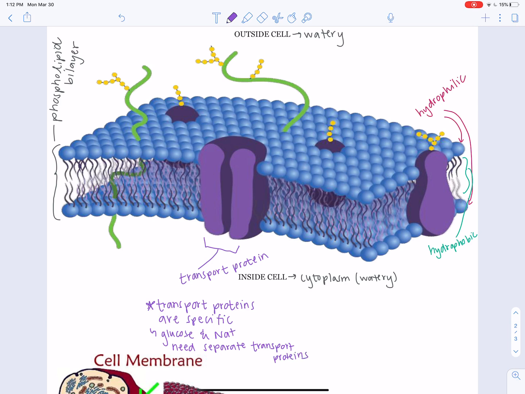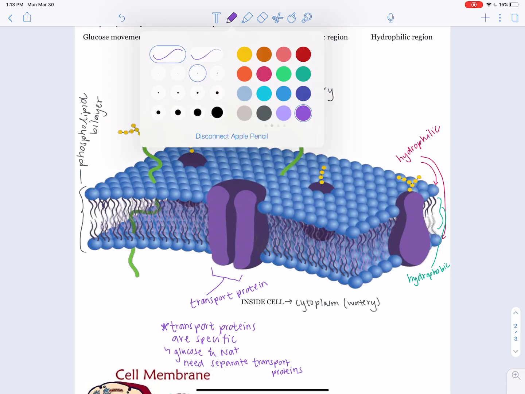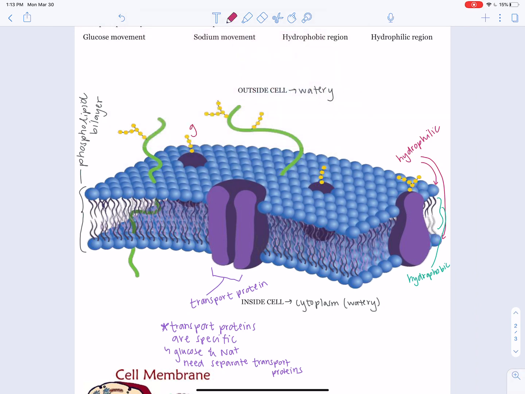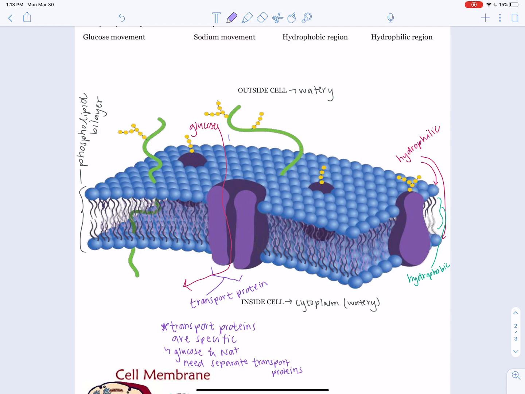Okay, so when we talk about things that move through transport proteins, that need them with certainty, we can draw glucose. It can't squeeze through our phospholipids, so we'll draw it going through our transport protein. Sodium also needs a transport protein. Let's label it like this, sodium ions, right? Sodium is a charged ion. So while it and glucose would not go through the same transport protein, we'll still draw it going through this transport protein because we only have one on the diagram.